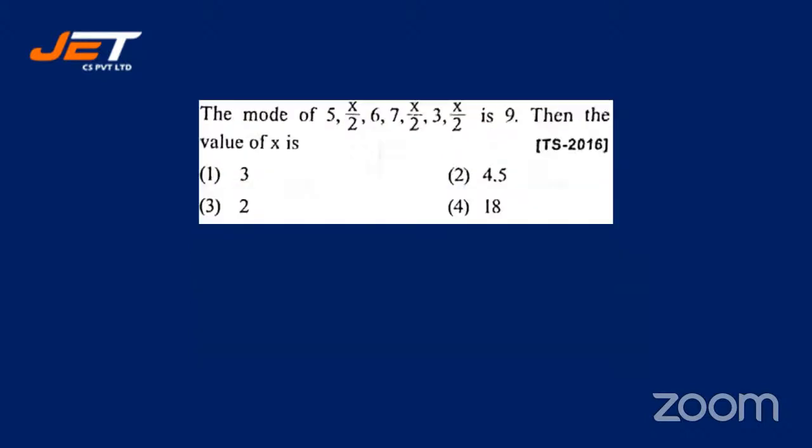All right, students? Yes. See the next one: the mode of 5, x by 2, 6, 7, x by 2, 3, x by 2 is 9. Then what is the value of x? They've given you the mode. What you need to do is find out the value of x. Quickly do it and give me the answer. Let's see how many are going to give me the answer. I'm giving you time. All right, let's check the answer.